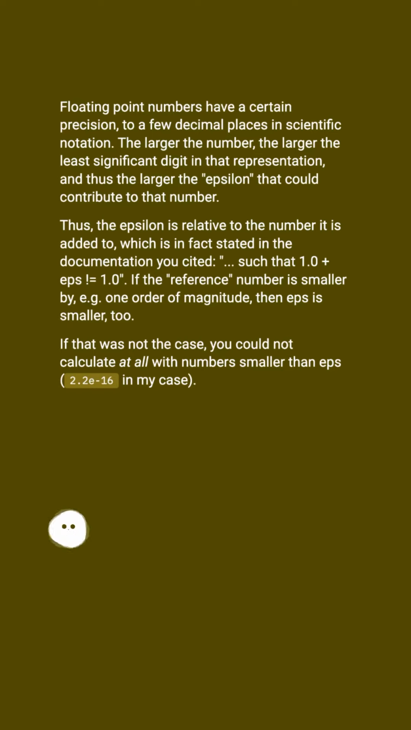If the reference number is smaller by, e.g. 1 order of magnitude, then eps is smaller, too. If that was not the case, you could not calculate at all with numbers smaller than eps, 2.2 times 10 to the power of negative 16 in my case.